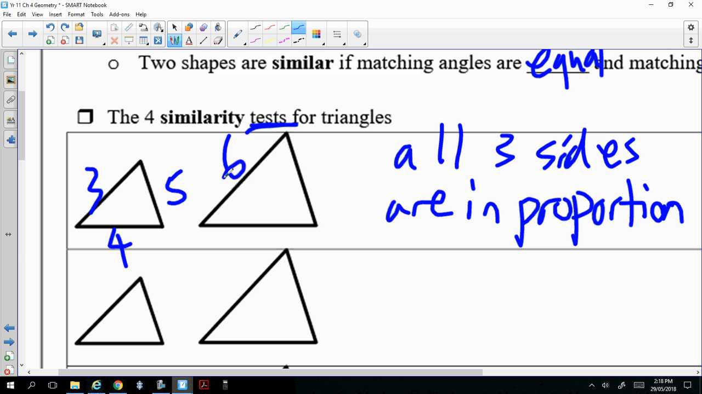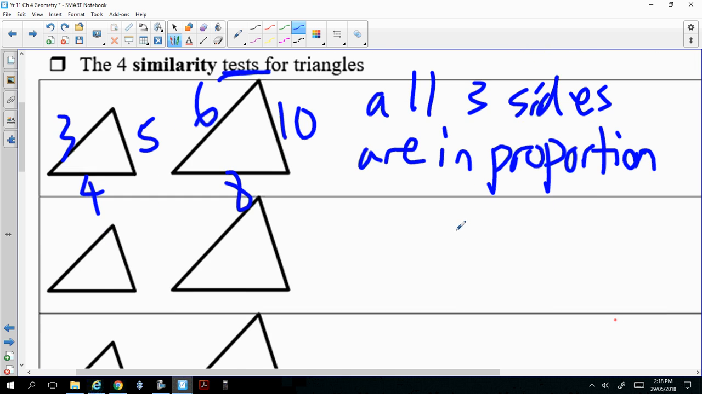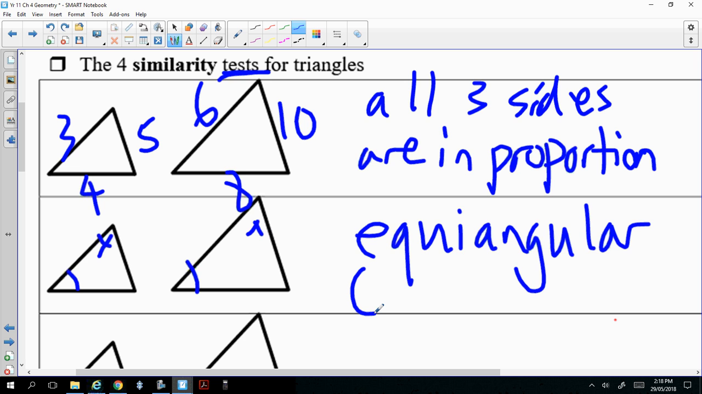What's another thing? Equiangular. Yeah, this is a popular one. All three angles are the same. You just need to prove two angles are equal.